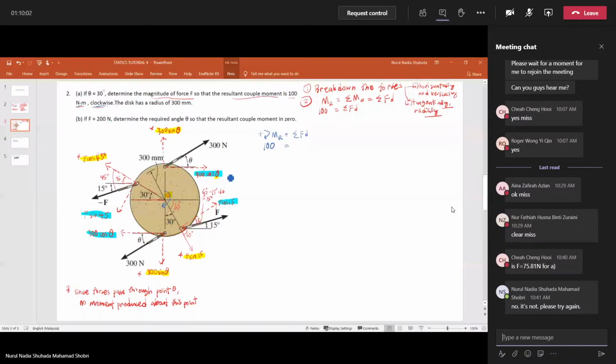Why is the 100 Newton meter positive, not negative? Oh, because it is mentioned in the question, you see, the resultant couple moment is 100 Newton meter clockwise. It's actually already defined the direction for you. So it is not negative 100 for the clockwise.